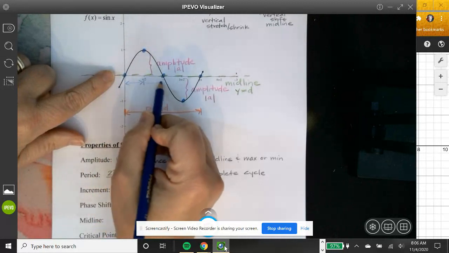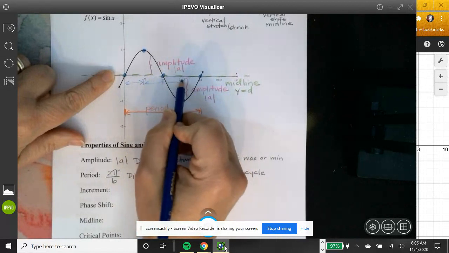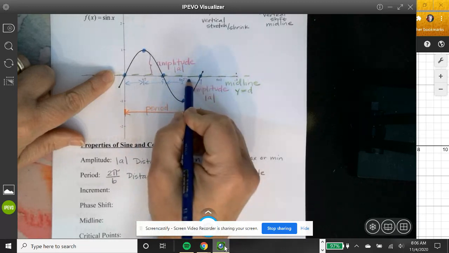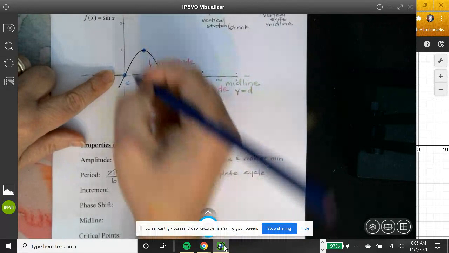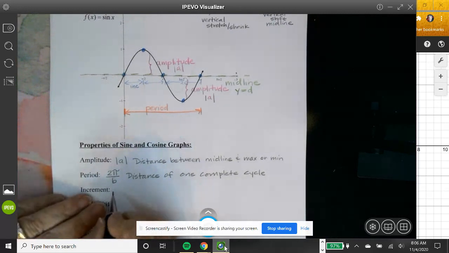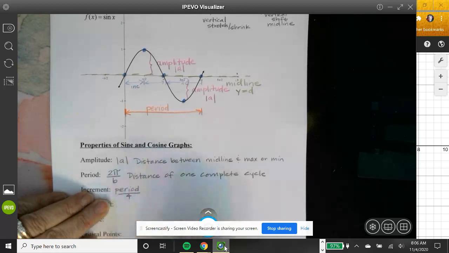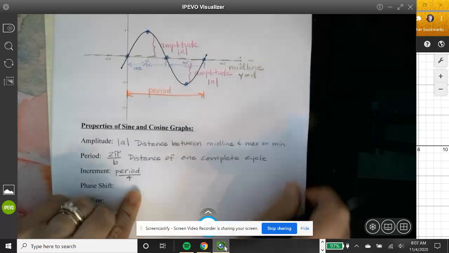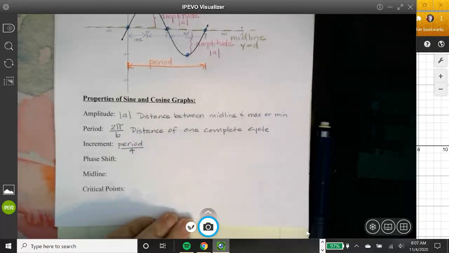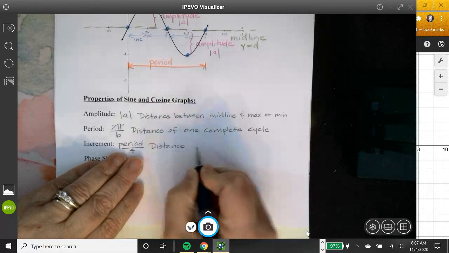Okay, so how many increments do we have in a period? Well, how many quadrants do we have in the unit circle? Well, we absolutely have 4. So you're going to have 4 increments in each period. So this is an increment. All right, so the increment then is going to be the period divided by 4. And the increment, by definition, as I stated, is going to be the distance between critical points.